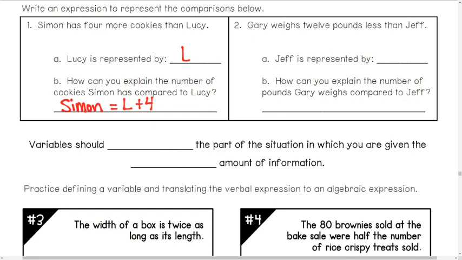Number 2, Gary weighs 12 pounds less than Jeff. So Jeff could be represented by the variable J. And how can we explain the number of pounds Gary weighs compared to Jeff? Well, it says there Gary weighs 12 pounds less than Jeff. So I would go ahead and say Gary is equal to Jeff minus 12.